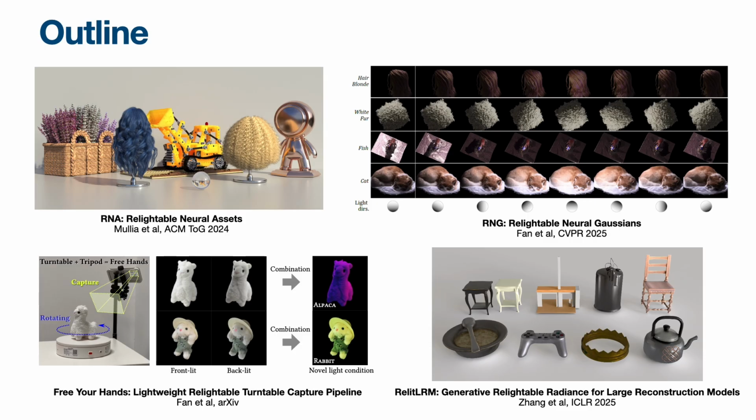The geometry doesn't need to be provided up front. And then FreeHands, a variation of Relightable Neural Gaussians that works with a turntable capture under natural lighting, while RNG needs special point lighting in a dark room. And then finally, Relit-LRM is a feed-forward way to reconstruct and relight Gaussian objects.